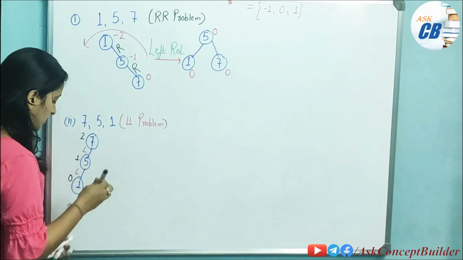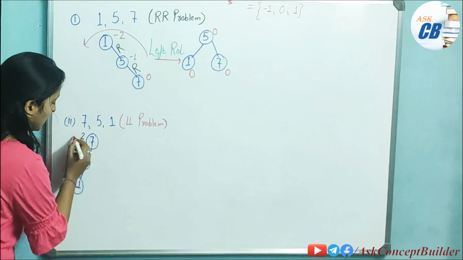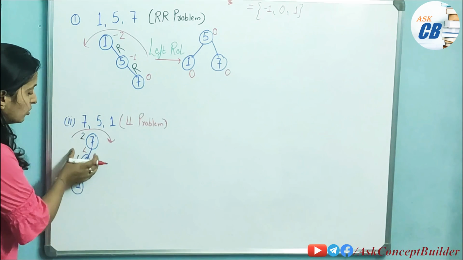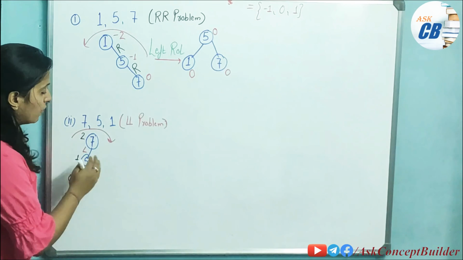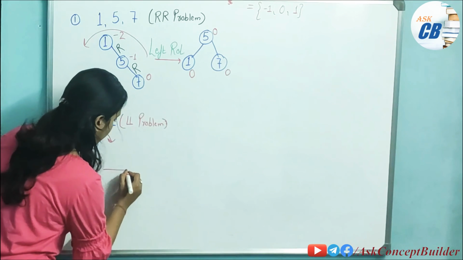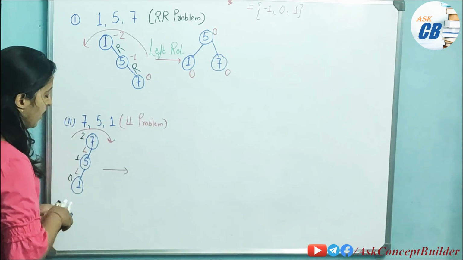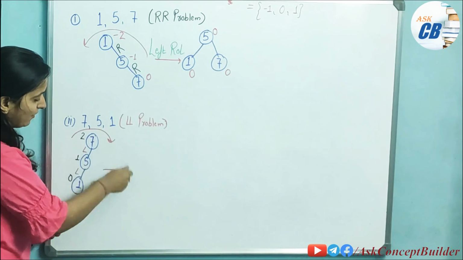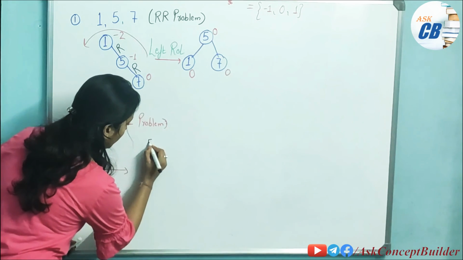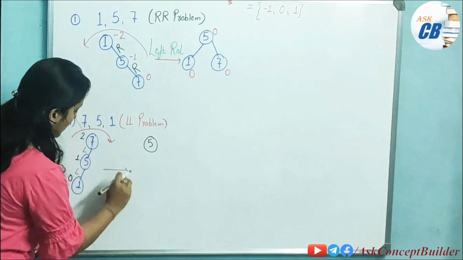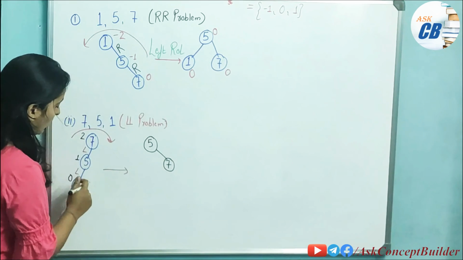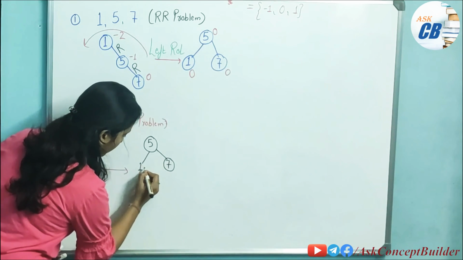To get the children in the right direction, we have to rotate this tree to the right. All the children are on the left, so we will rotate this tree to the right. See how our tree will become. If I rotate this right, 7 will come down, and 5 will become your root node. So your tree will be 5, 7 will come down, and 1 will be on the left.